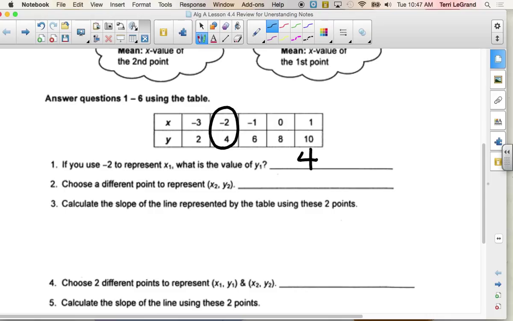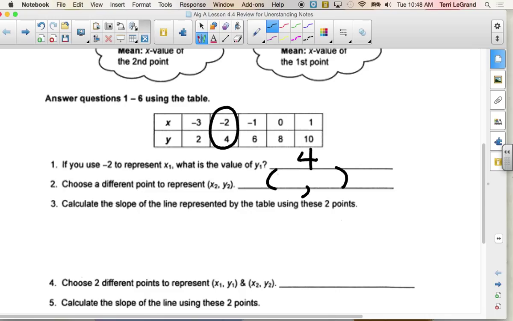Okay, choose a different point to represent x sub 2, y sub 2. Now you get to pick whatever point you want. I'm not going to tell you which one to pick right now, and I don't want you to even worry about what your table partner is doing. You pick another point from that table to be x sub 2, y sub 2. Write it down right here. What are you going to let be your x sub 2, y sub 2?